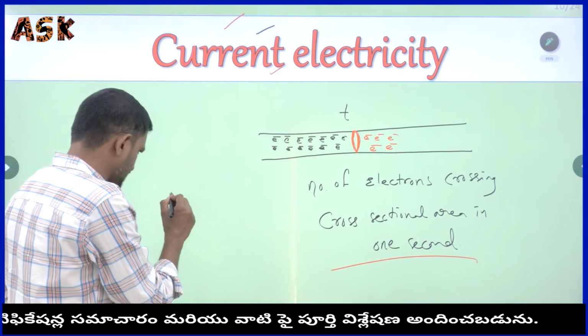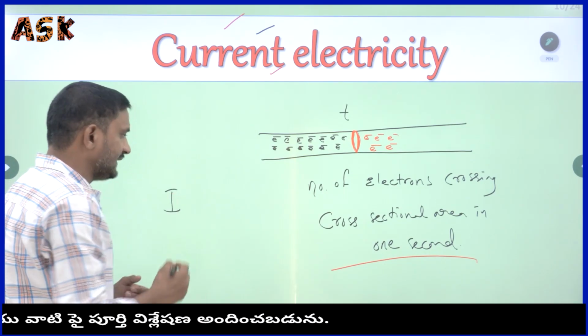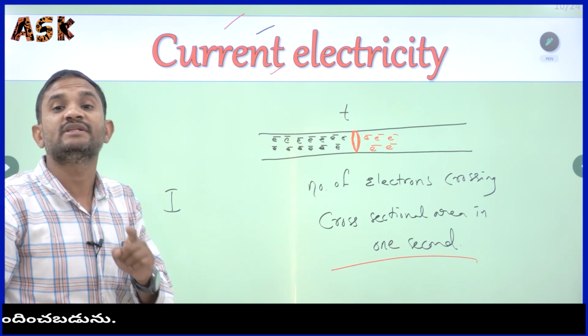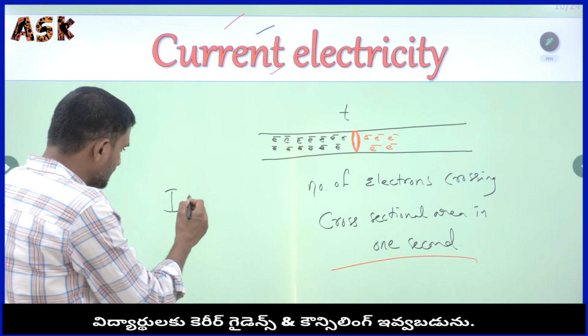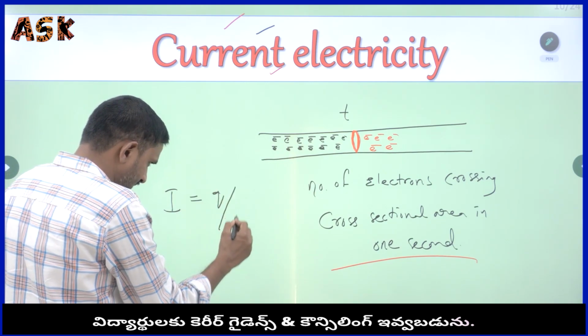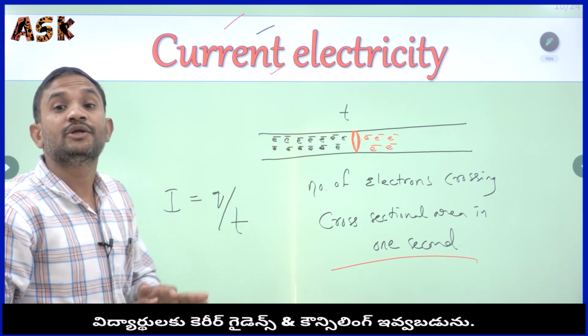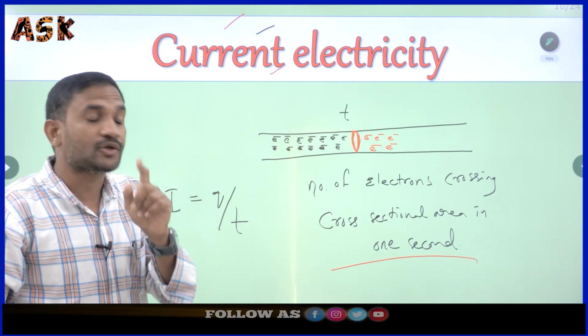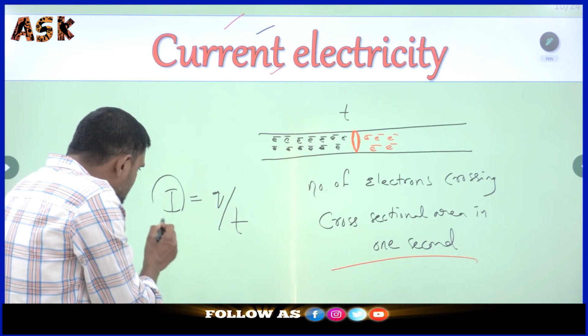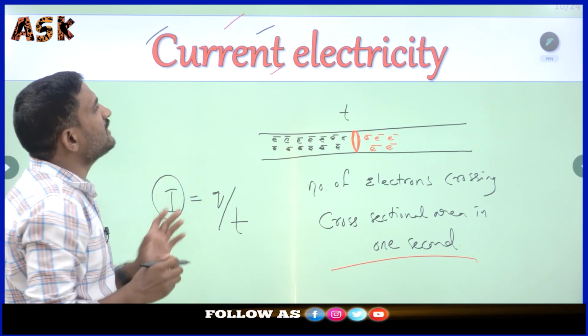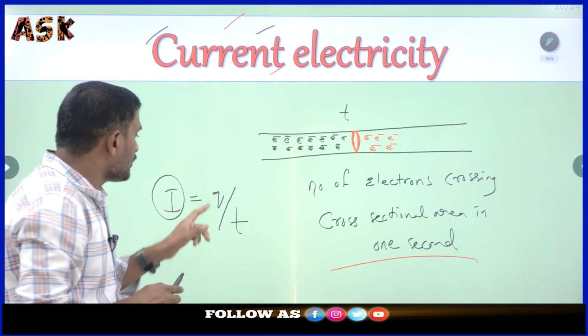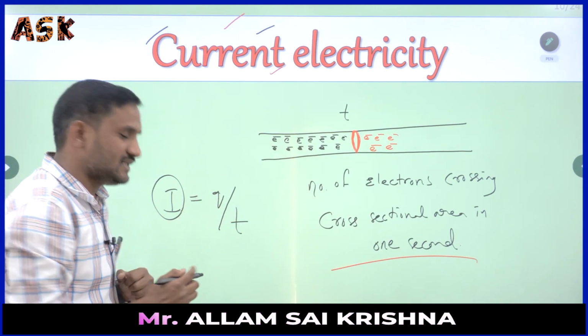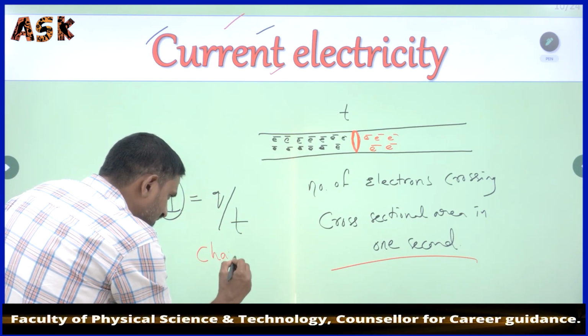This we have to represent with the symbol I. I is equal to Q by T. I is called what? Q by T. I is nothing but electric current, nothing but current electricity. Q is nothing but what? Charge. Q is nothing but charge.